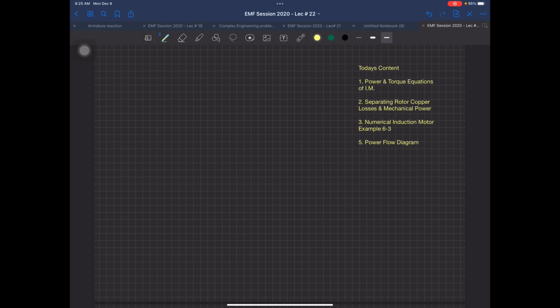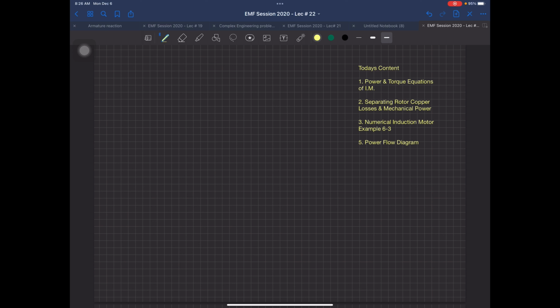Okay. Today we have lecture number 22 for induction machine, and today's topic is from article 6.4 up till article 6.5. Today we are talking on the power and torque equations of the induction motor, and then we are going to talk on the rotor copper losses and the mechanical power.